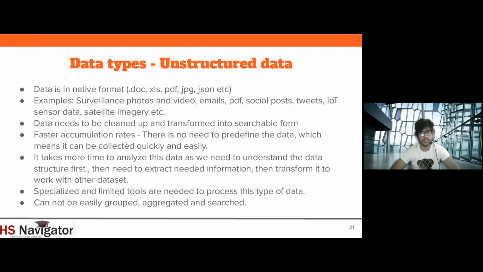Faster accumulation rates. There is no need to predefine the data, which means it can be collected quickly and easily. It takes more time to analyze this data, however, as we need to understand the data structure first and then extract the needed information before finally transforming it into work with our other data sets. Specialized and limited tools are needed to process this type of data, and it cannot be easily grouped, aggregated, or searched.